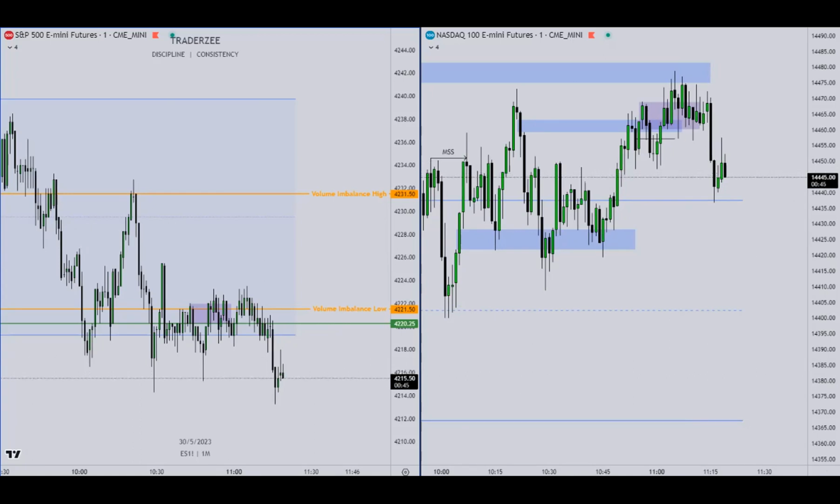Once again, an SMT, and we are expecting it because we are not expecting Nasdaq to be weak. We're expecting ES to be weak.